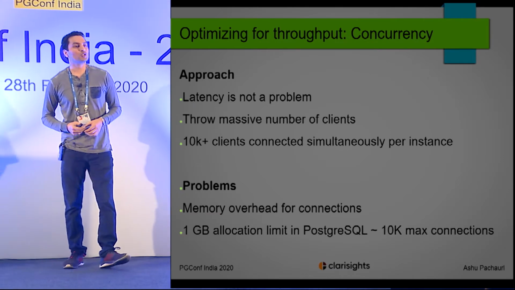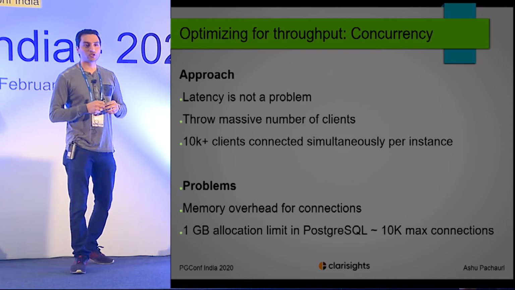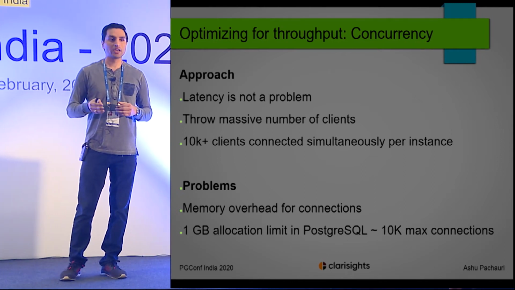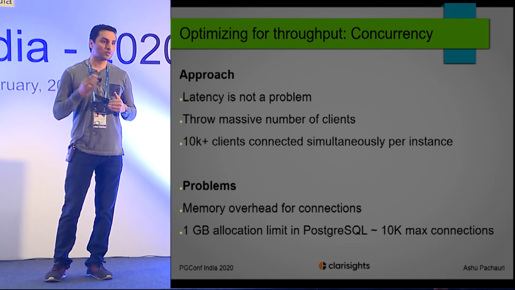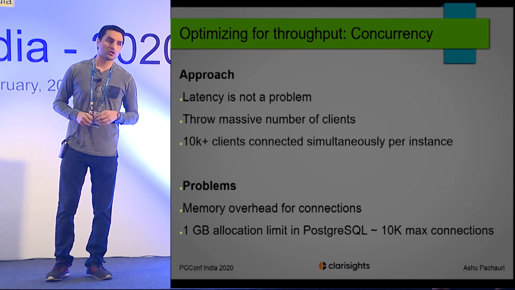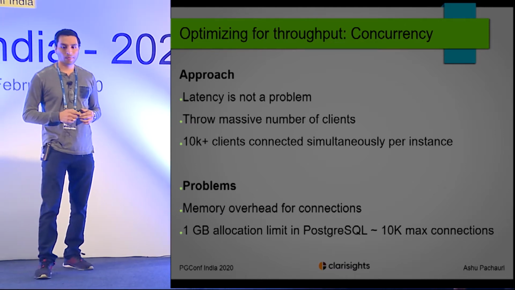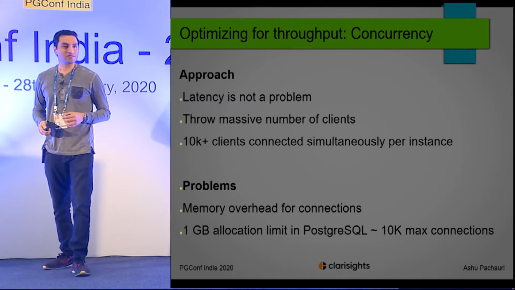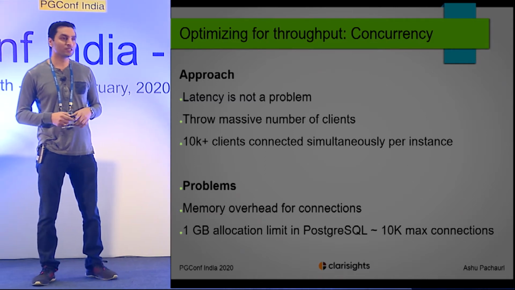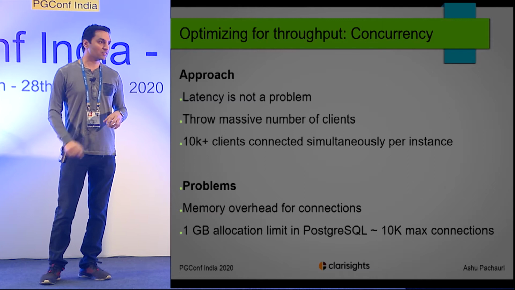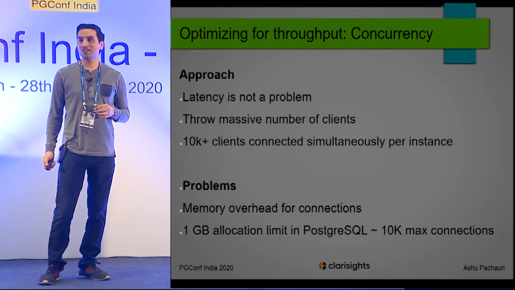One way is you throw more connections. For us, it turned out to be somewhere close to 10,000 connections. After that, our queries to the catalog tables started failing because it could not allocate enough memory. So yeah, that is not really the solution. We want to do more than 10,000. We want to throw more concurrency at it. So how do we do it?